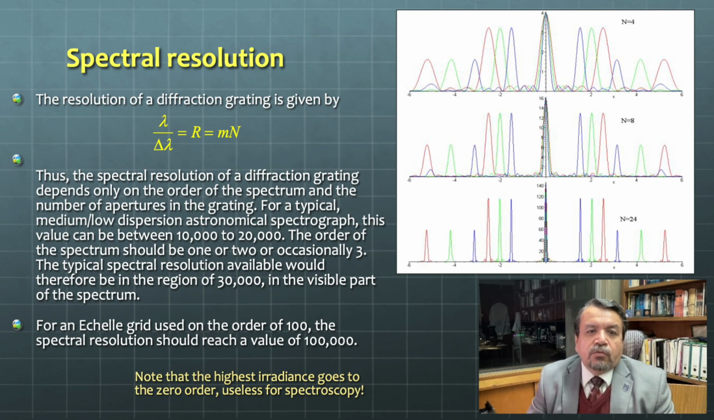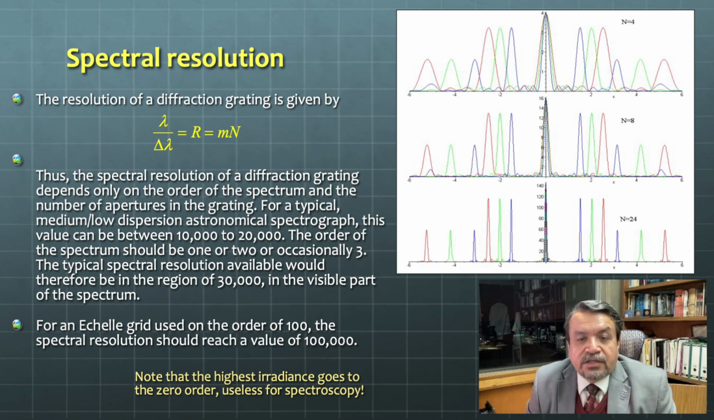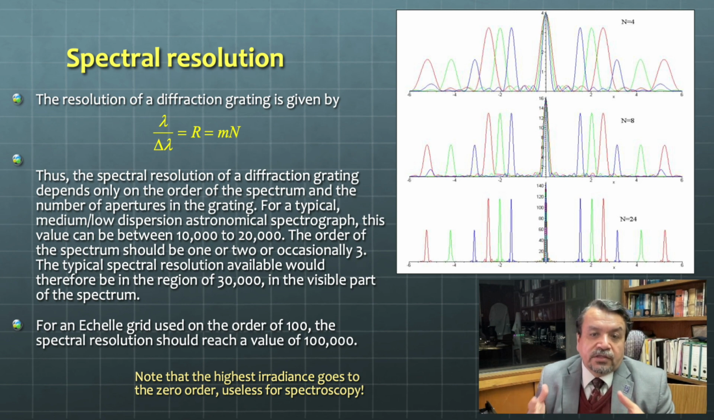The resolution when we have a diffraction grating would be given by lambda over delta lambda. That is, R equals m times N, the order multiplied by the number of slits. Hence, the radiance in zeroth order is entirely useless, but the radiance in a significant order or with a substantial number of grooves will provide us with precisely a greater dispersion of light.